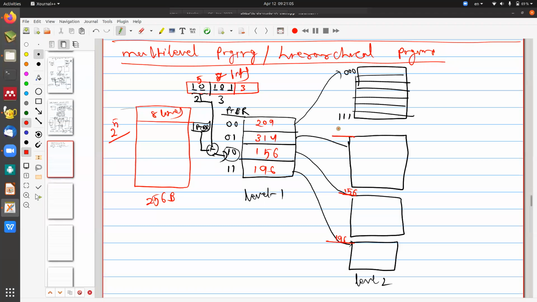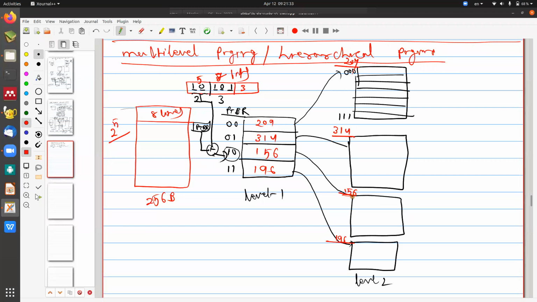एक example सीख जाइए और कुछ नहीं चाहिए. 314 and this will become 29. किसको पता है? फर्स्ट लेवल पेज टेबल का वो एंट्री को पता है. ठीक है ना? Now what you are doing? 10110. तो पहले क्या आया? PTBR will be added with 10. Then you come to this one, and what you are finding? You are finding the base address of what? 156. That is the base address of the third table.